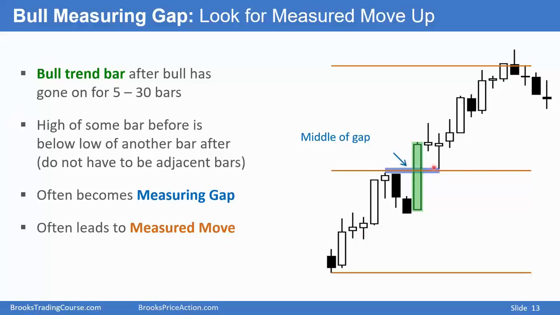When you see a gap like this, and you see it get tested, and you see the market starting to reverse up, it's probably going to reach the measured move target, so traders will look to buy and then take partial profits or full profits at the target.